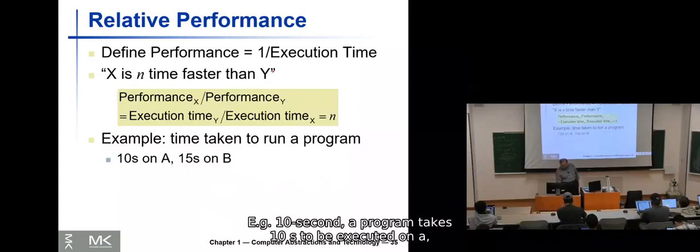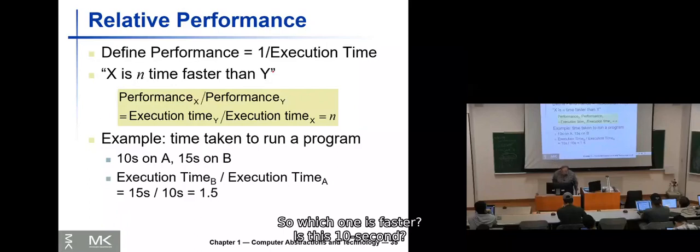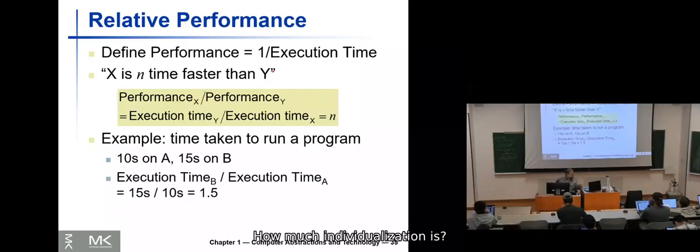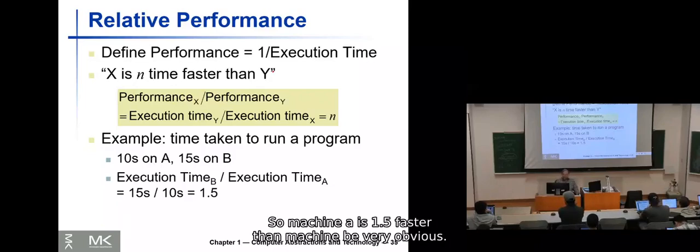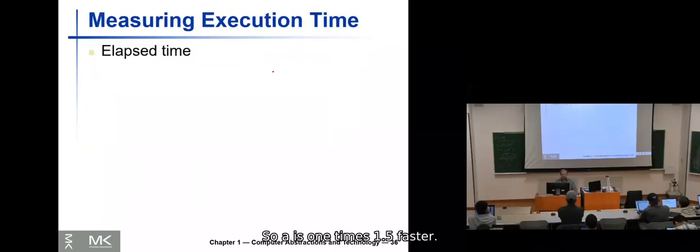For example, a program takes 10 seconds to be executed on machine A, and 15 seconds on machine B. So which one is faster? This is 10 seconds, this is 15 seconds. So 10 seconds is faster. How much? In which ratio? The ratio of 15 to 10 is 1.5. So machine A is 1.5 times faster than machine B. Very obvious. So A is 1.5 times faster.